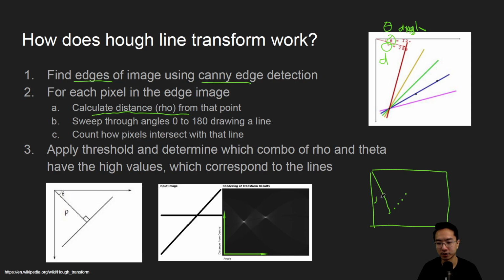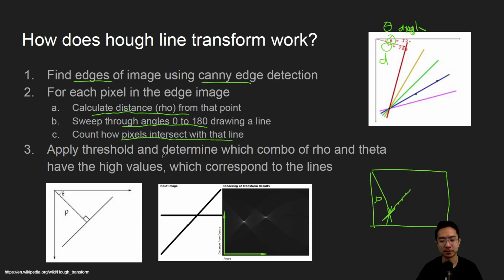Sometimes you'll see it as the variable rho. So you calculate that distance, and then you sweep through angles 0 through 180. You'll have a bunch of different lines that pass through that point. Then you count how many pixels intersect with that line. In this picture, there's only one line that intersects all these points here.